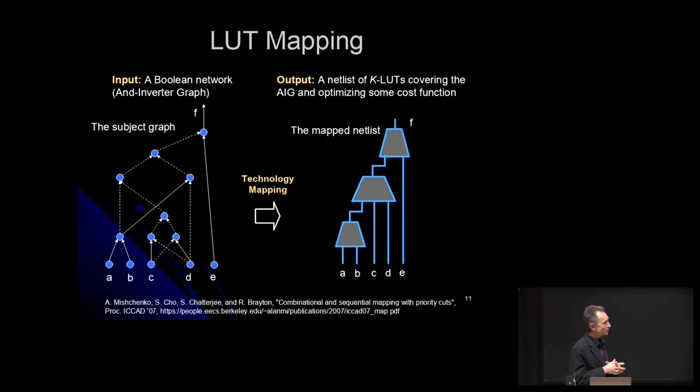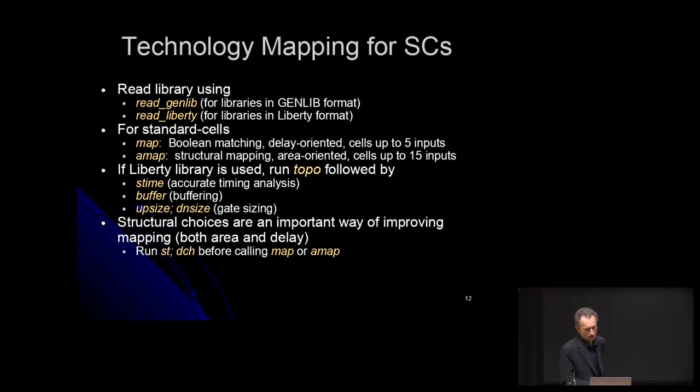Standard cell mapping is not as easy as LUT mapping, but still, with those caveats, ABC can be used and has been used by major companies to do technology mapping. And there are, of course, references. I'll list one of them here. So these are various commands.